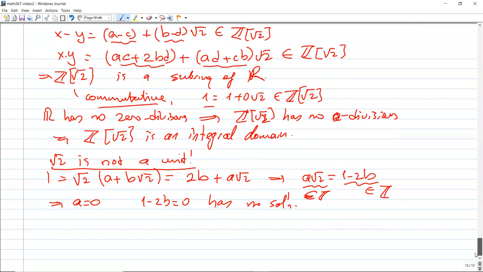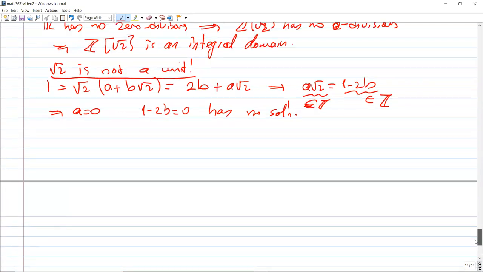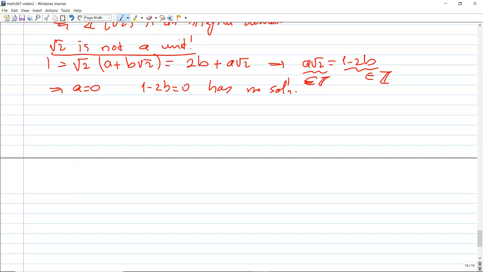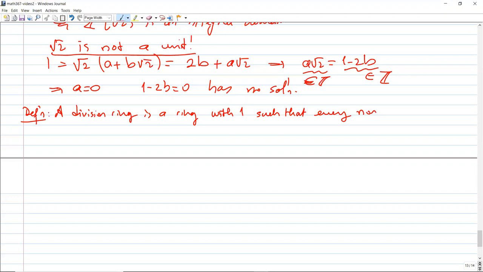Okay, next. Here is a definition. A division ring is a ring with one such that every non-zero element is a unit. Zero is not a unit, so we ask about the other elements. Every non-zero element is a unit.